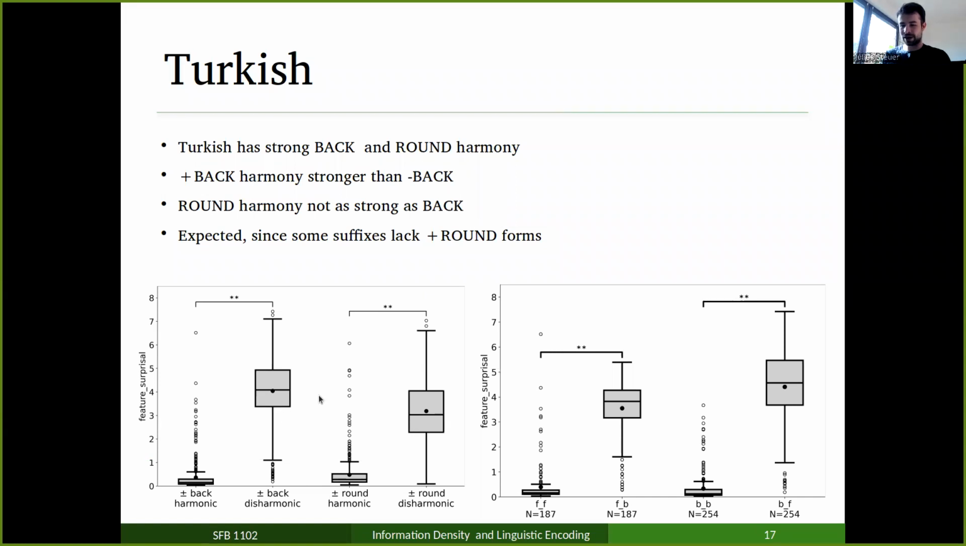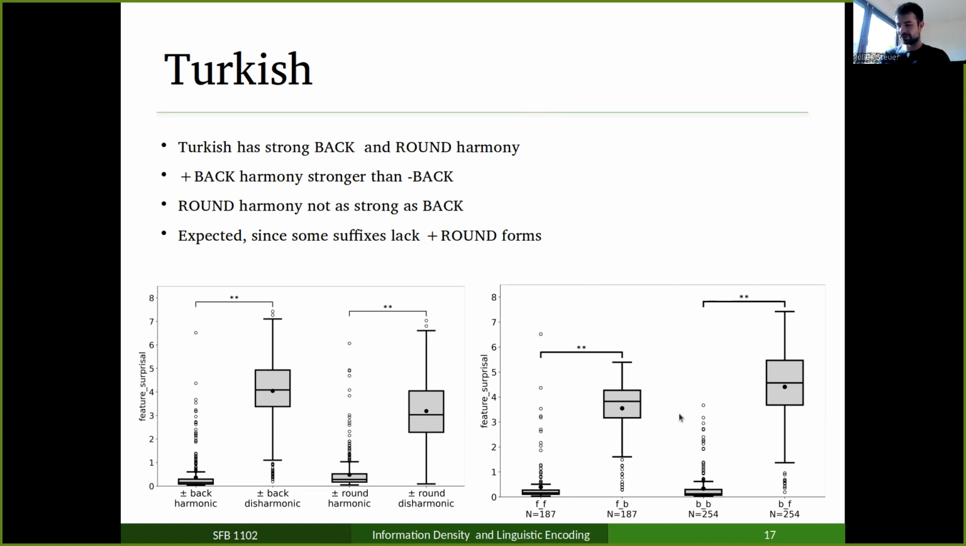The difference between back harmonic and round harmonic sequences is significant, meaning that back harmony is stronger in Turkish than round harmony. This is a finding that's also supported by the Goldsmith and Riggle paper for Finnish.